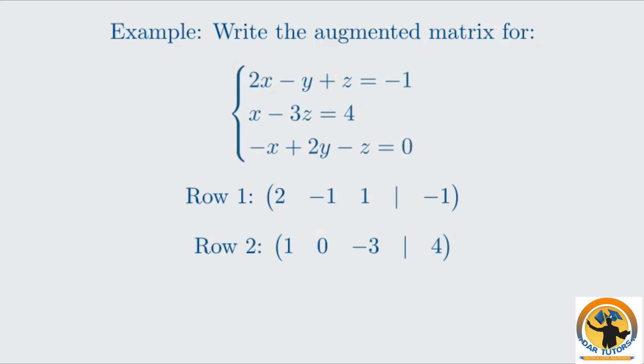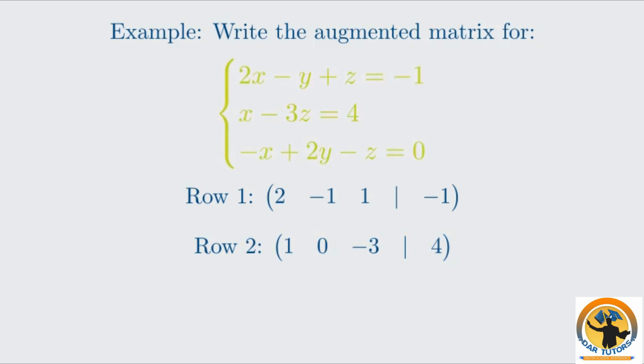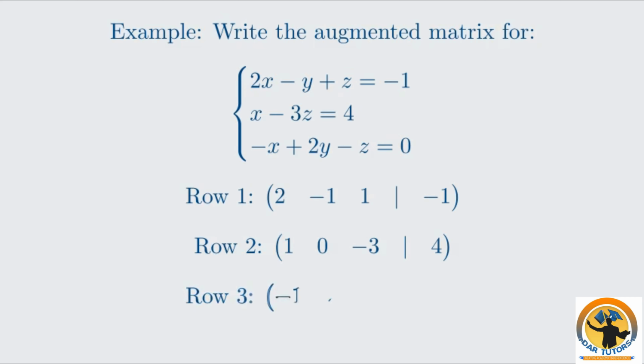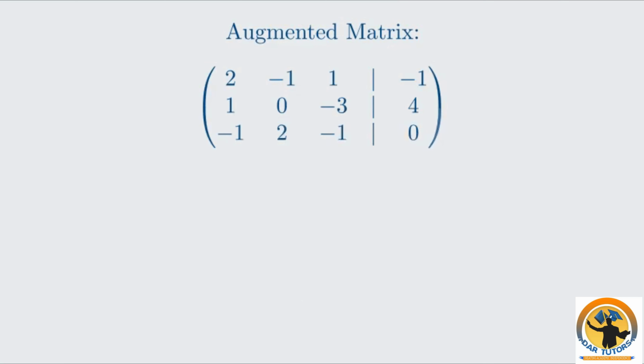The third equation is -x + 2y - z = 0. The coefficients are -1, 2, and -1, and the constant is 0. This is our third row. The third row is -1, 2, -1, and 0. Putting it all together, this is the augmented matrix for the system. Each row represents an equation, and each column represents a variable or the constant term.